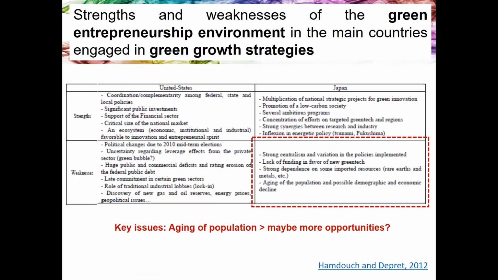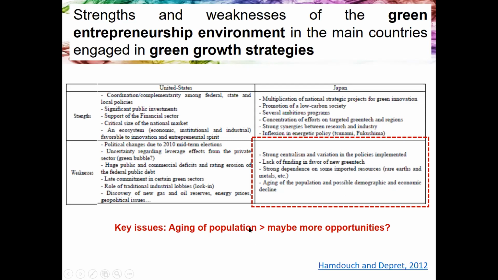And in another context, this is very different from what's happening in Japan, in which they suffer, for example, from one of the grand societal challenges that affects many countries worldwide, which is the aging of the population, that works here as a weakness to move towards green growth strategies.